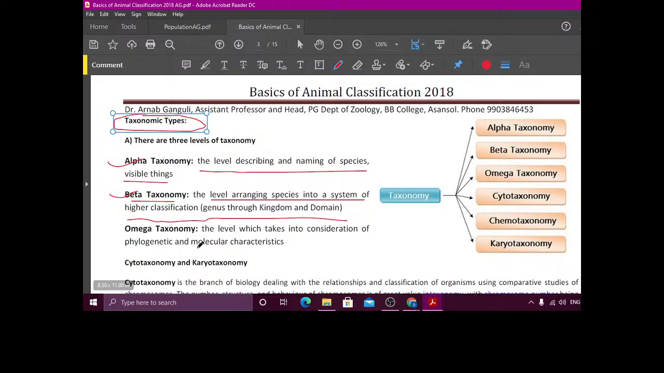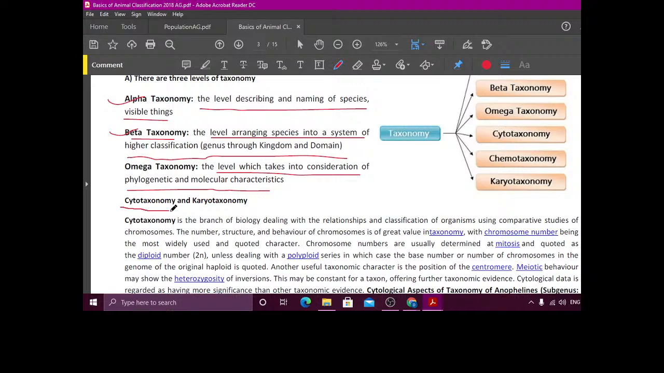In omega taxonomy, it is the level which takes into consideration phylogenetic and molecular characteristics. Apart from this, you have cytotaxonomy and karyotaxonomy, where chromosomes are studied. For example, there is a species of Drosophila known as Drosophila melanogaster, the common fruit fly. And a similar common fruit fly is Drosophila simulans.